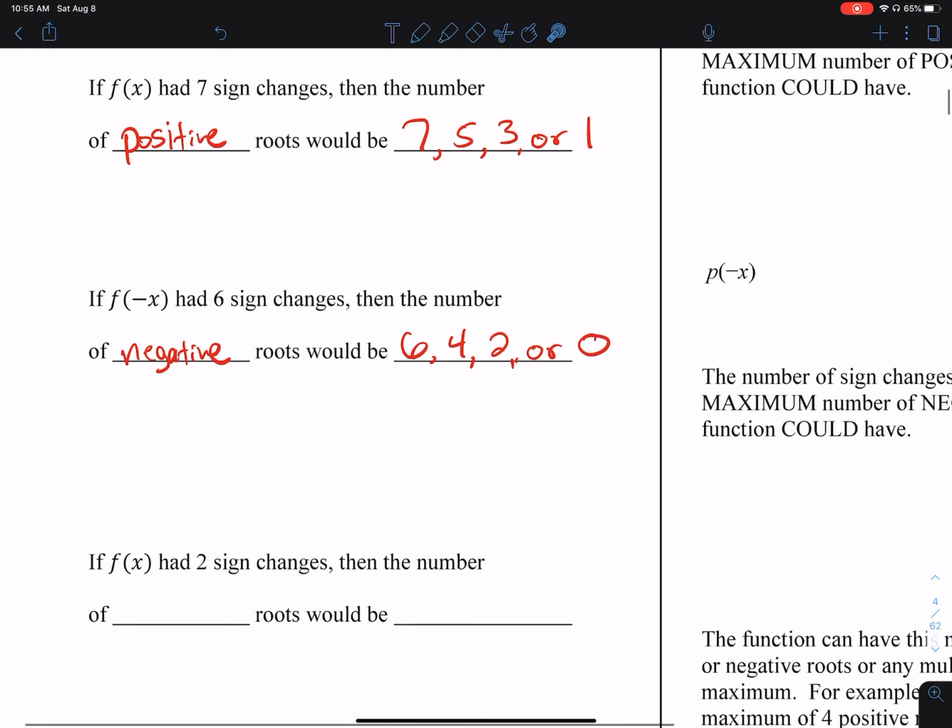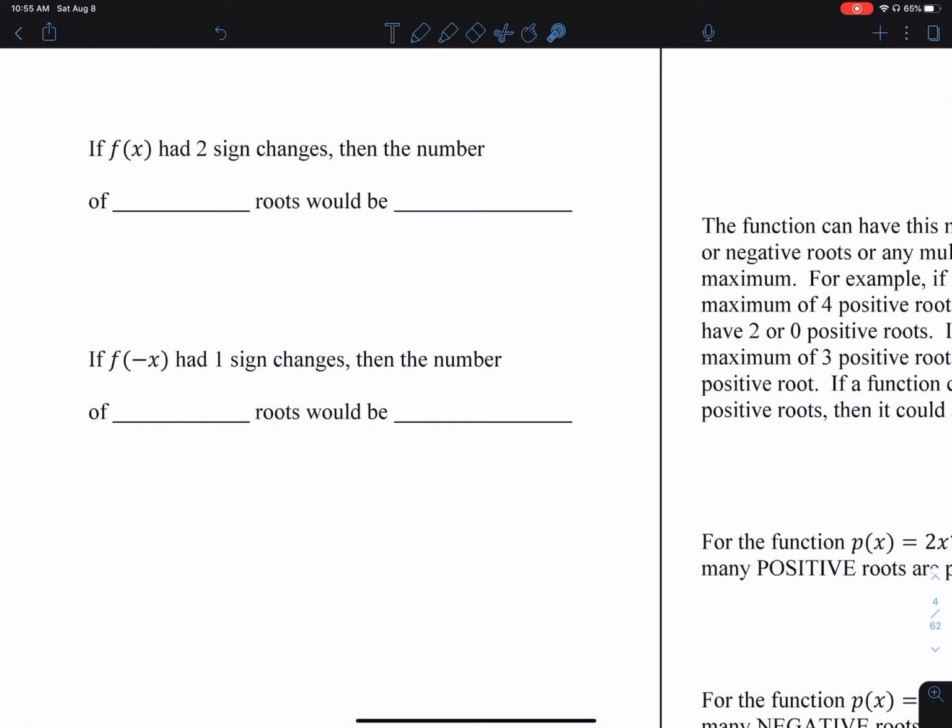0 negative roots. If there are 2 sign changes for f of x, the number of positive roots would be 2 or 0. If f of negative x has 1 sign change, then the number of negative roots would be 1.